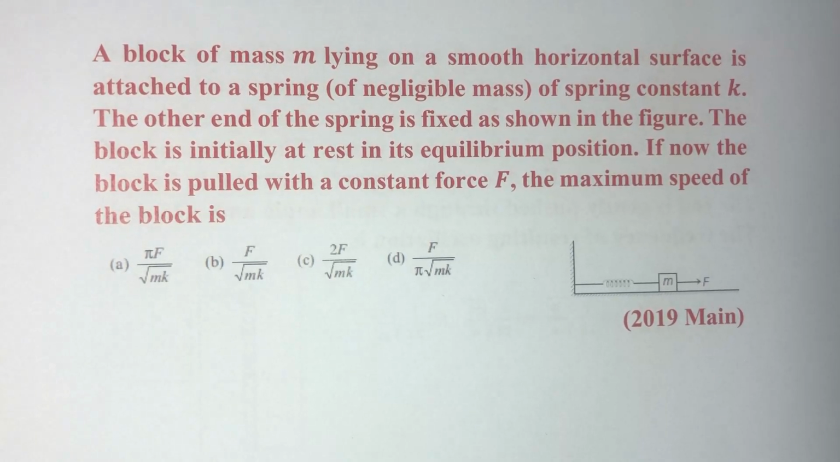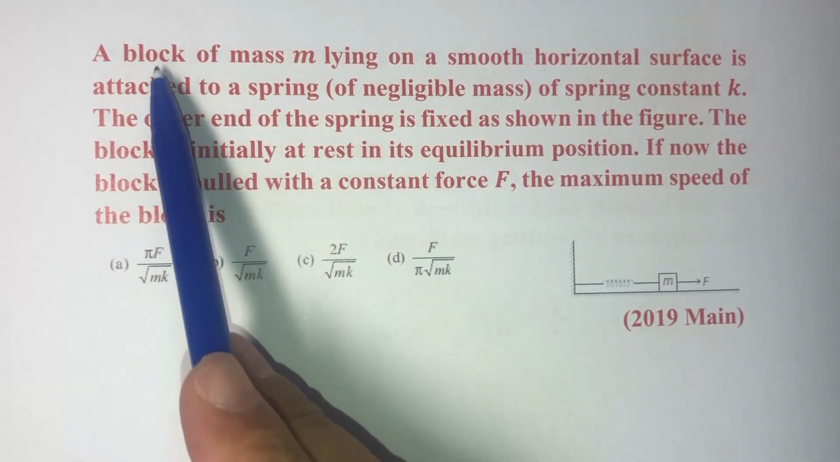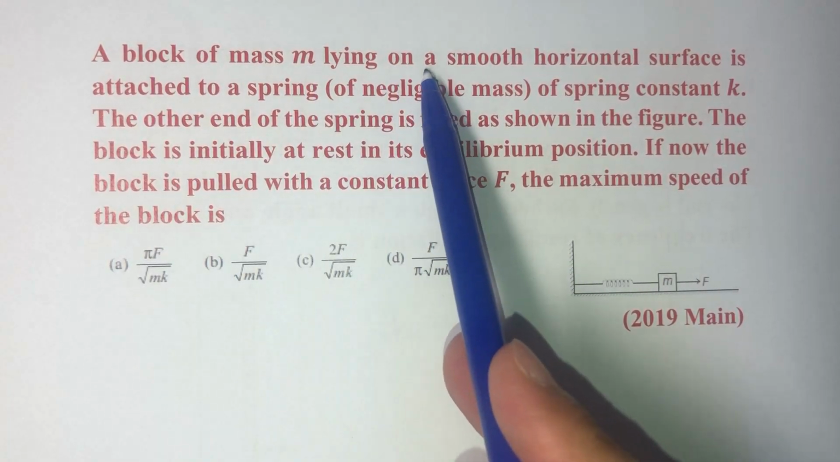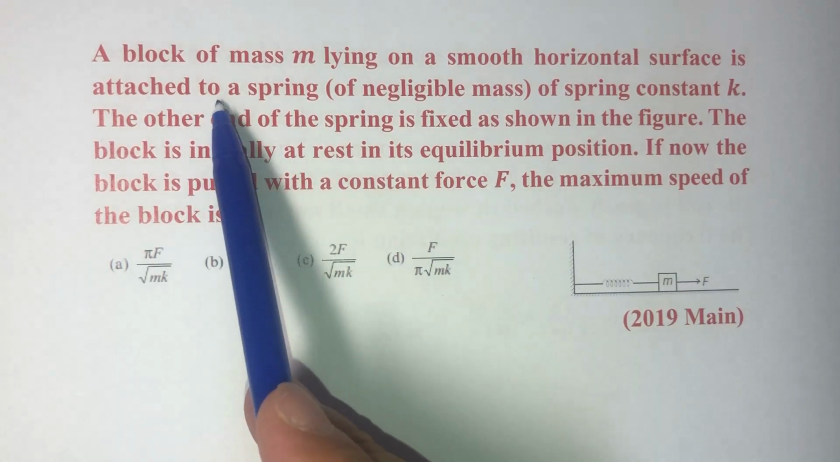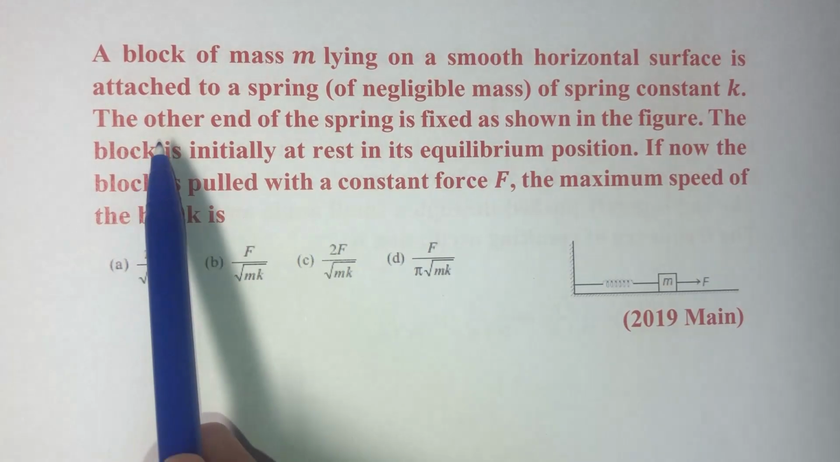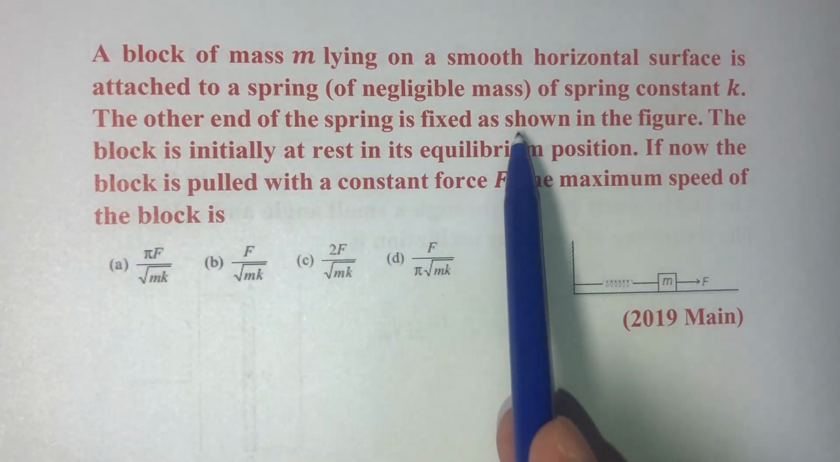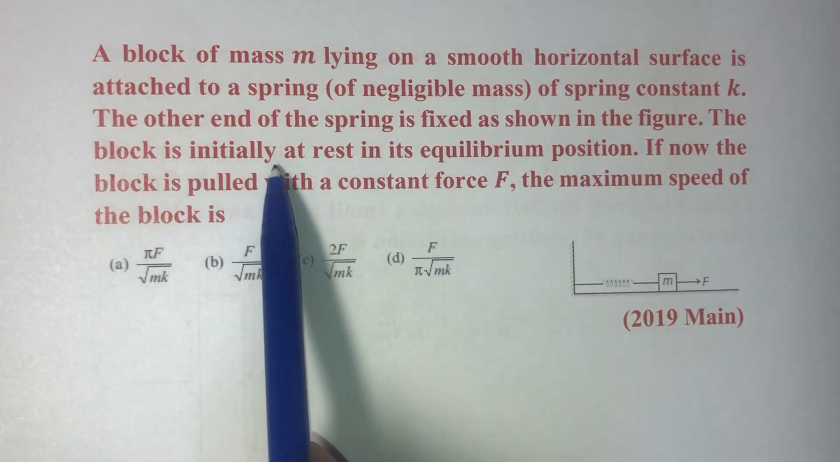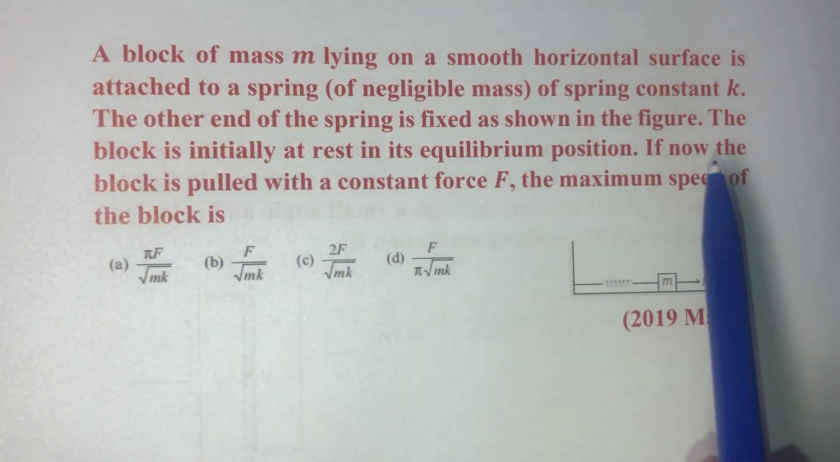Hello friends, today's question. A block of mass m lying on a smooth horizontal surface is attached to a spring of negligible mass of spring constant k. The other end of the spring is fixed as shown in the figure. The block is initially at rest in its equilibrium position.